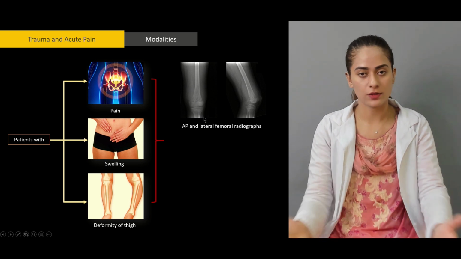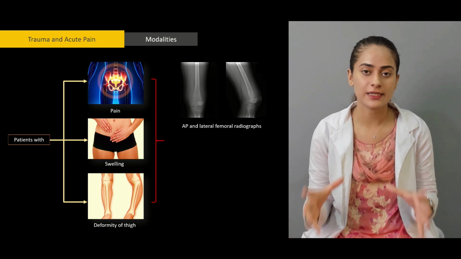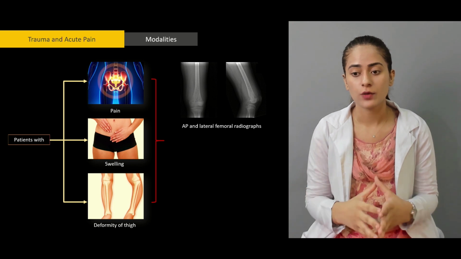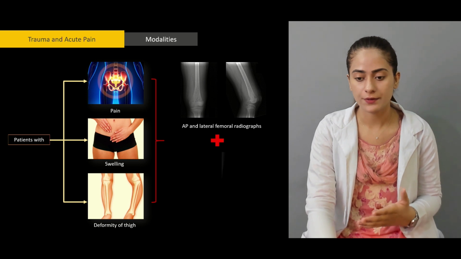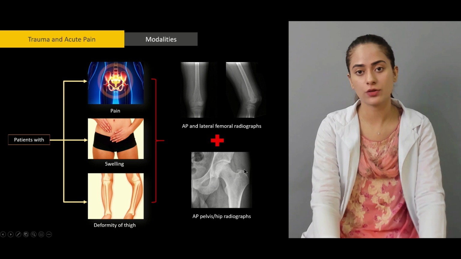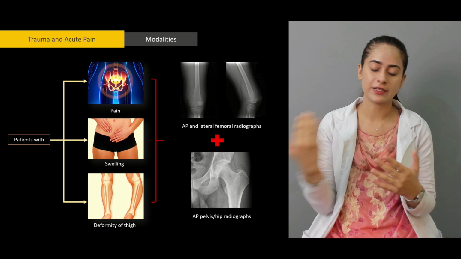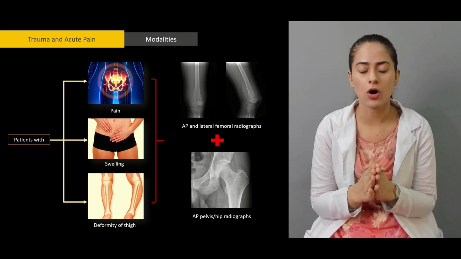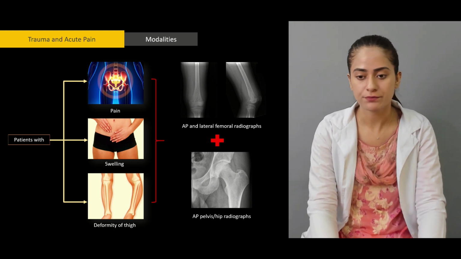So we have some views. We have AP, we have lateral. For the pelvis, AP is the ideal. For the femur, we have AP and lateral, and this is actually for the hip joint. For a hip joint, we have AP, or a lateral can be done, but it's not very common. And also there are some special views that we're going to talk about.